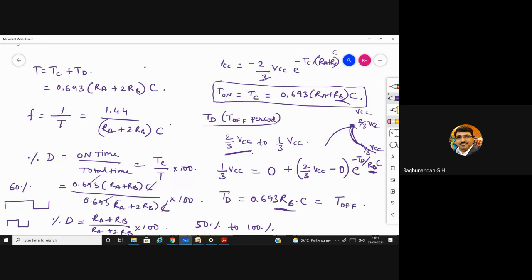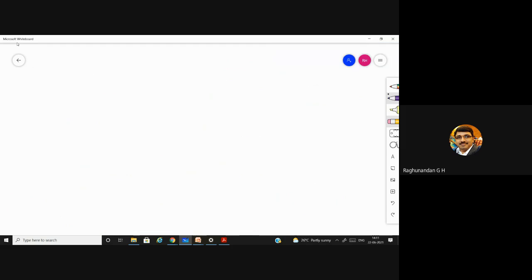Whether we want a square wave, a rectangular wave or any other kind of wave, we can adjust it from this. We understood that RA and RB are the important components which decide the duty cycle. So this is about the astable multivibrator.